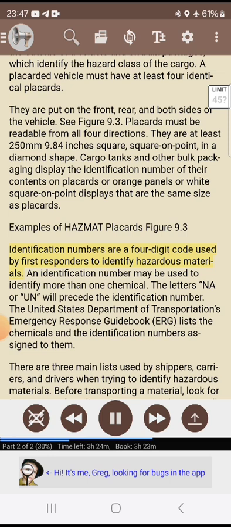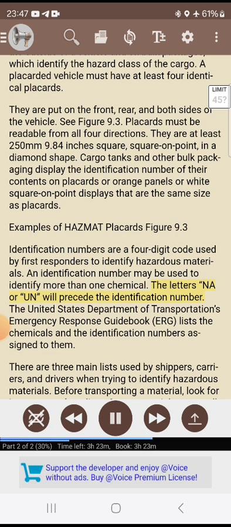Identification numbers are a 4-digit code used by first responders to identify hazardous materials. An identification number may be used to identify more than one chemical. The letters NA or UN will precede the identification number. The United States Department of Transportation's Emergency Response Guidebook, ERG, lists the chemicals and the identification numbers assigned to them.